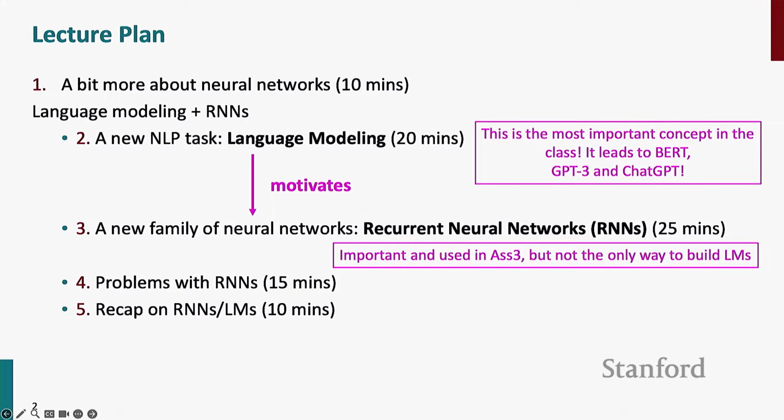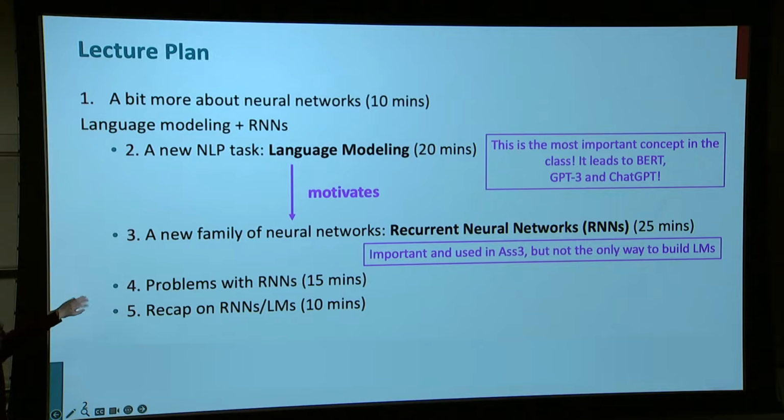And then after introducing language models, we're going to introduce a new kind of neural network, which is one way to build language models, which is recurrent neural networks. They're an important thing to know about, and we use them in assignment 3, but they're certainly not the only way to build language models. In fact, probably a lot of you already know that there's this other kind of neural network called transformers, and we'll get onto those after we've done recurrent neural nets. Talk a bit about problems with recurrent neural networks, and well, if I have time, I'll get onto the recap.